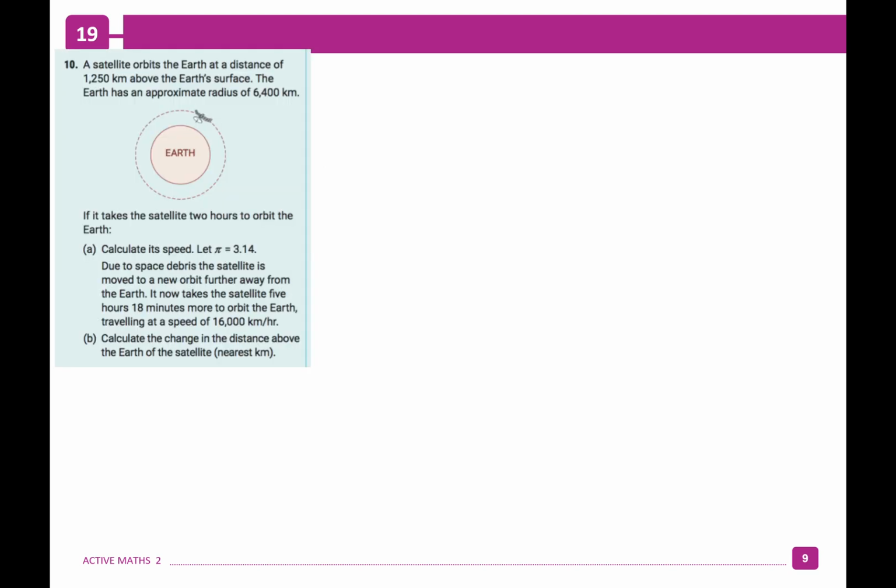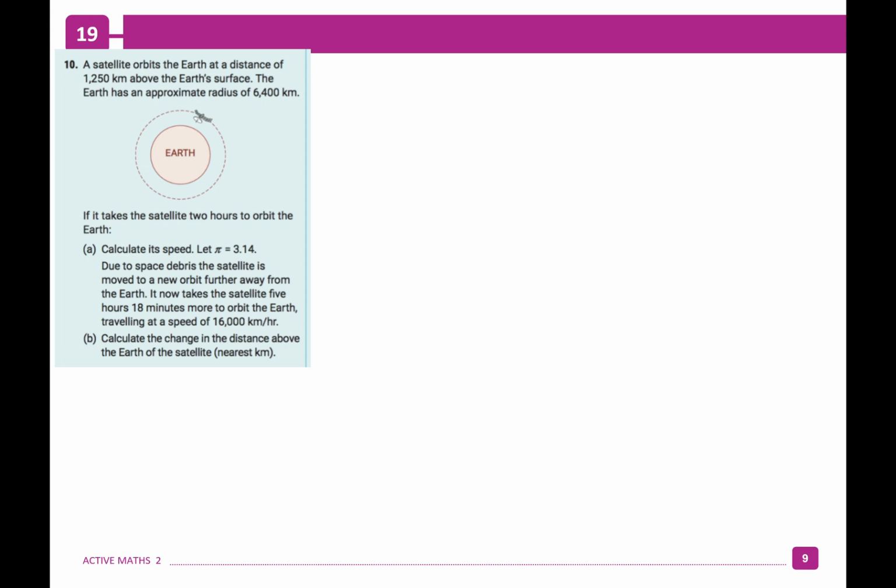This is exercise 19.1 question 10. A satellite orbits the Earth at a distance of 1,250 kilometers above the Earth's surface, and the Earth has an approximate radius of 6,400 kilometers. If it takes the satellite 2 hours to orbit the Earth, calculate the speed and let pi equal 3.14.